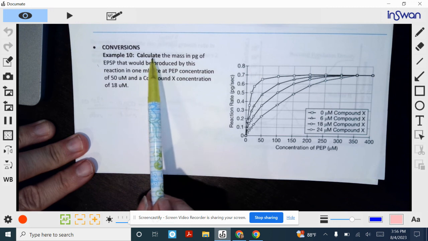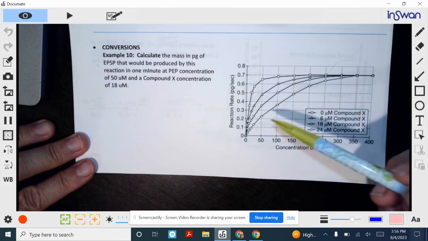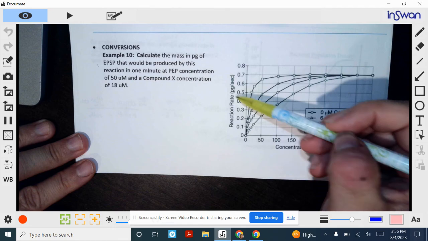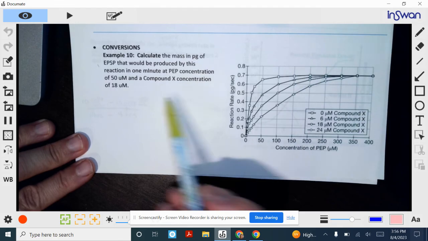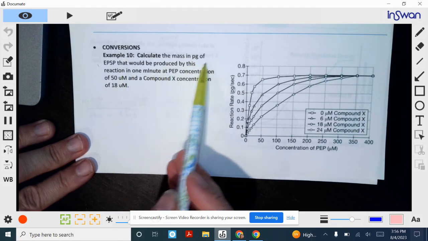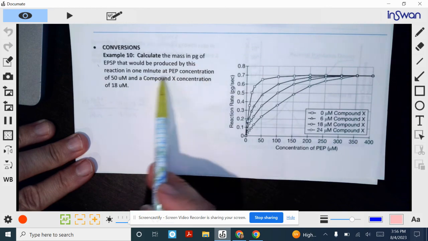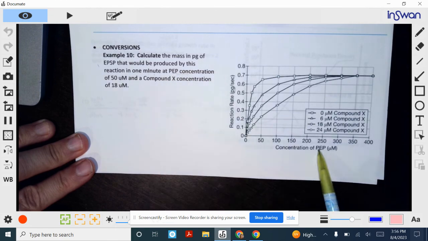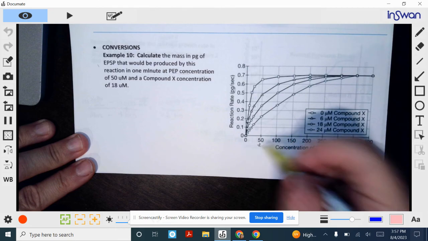Okay. So it says calculate the mass in PG. So when I see that, I'm going to start to figure out where is this PG at? And it's right here. Okay. So it looks like I'm getting 0.4 PG per second. That's how I would read these numbers over here. Okay. So PG that would be produced by this reaction in 1 minute at a PEP concentration of 50 micromoles. So I'm going to start finding these labels. Here it is, PEP concentration. There's my units. I got to go find 50. 50 is right here. So I'm just going to kind of mark, okay?